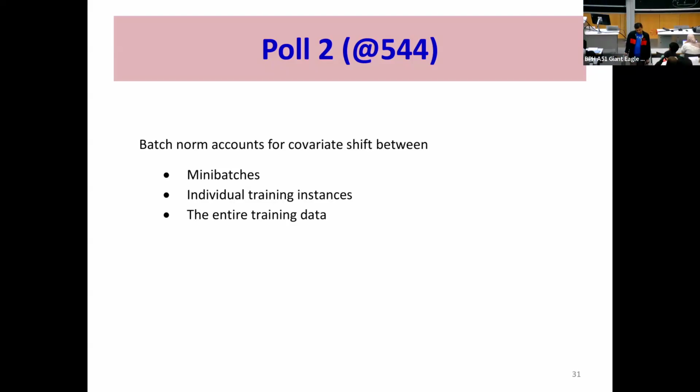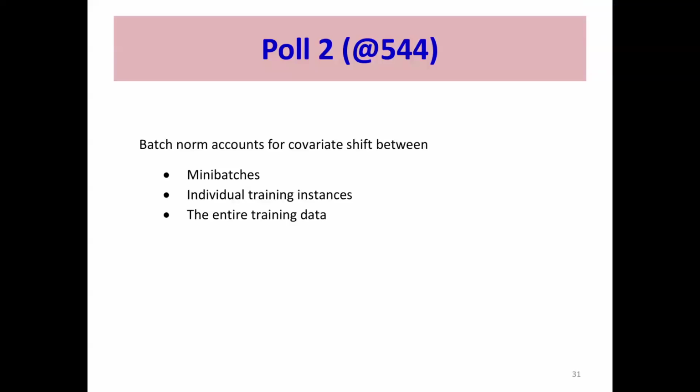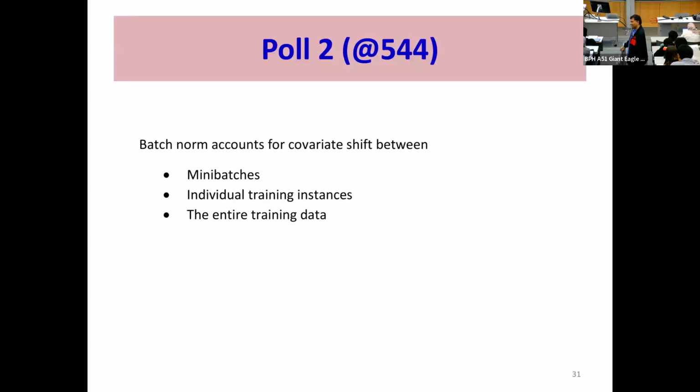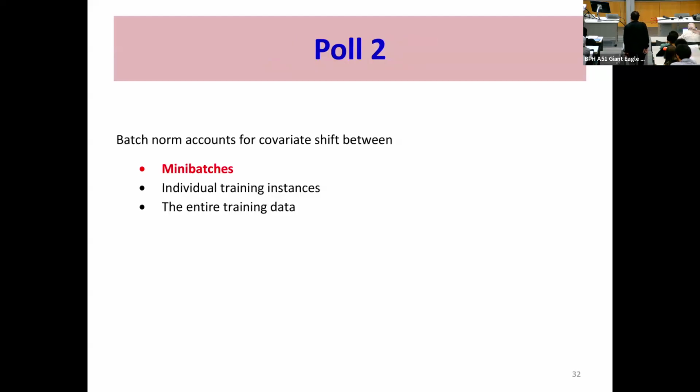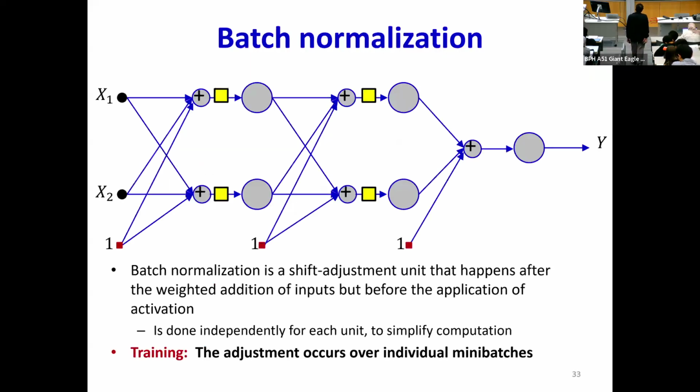Okay, this one was easy. Can someone on Zoom tell me the answer to this? Mini batch. Could you repeat that, please? Mini batches. Yes, indeed. So batch norm accounts for the covariate shift between mini batches. Now, question, sir.